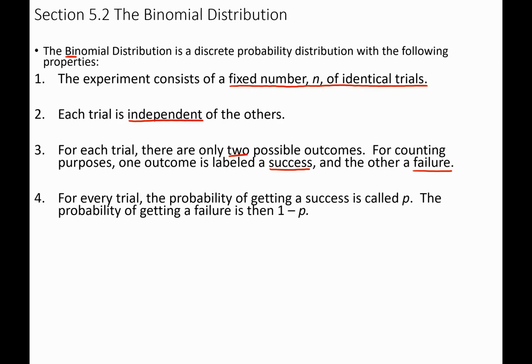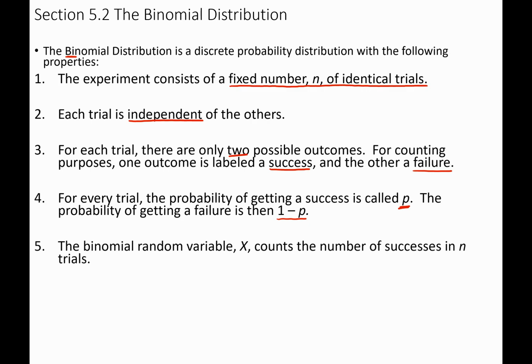For every trial, the probability of getting a success is labeled p. The probability of getting a failure is 1 minus p. It's just that complement piece. There's only 2 outcomes. So if I put the probability of success together with the probability of failure, it needs to equal 1. There's only 2 outcomes. There's nothing else. So my probability has to equal 1.